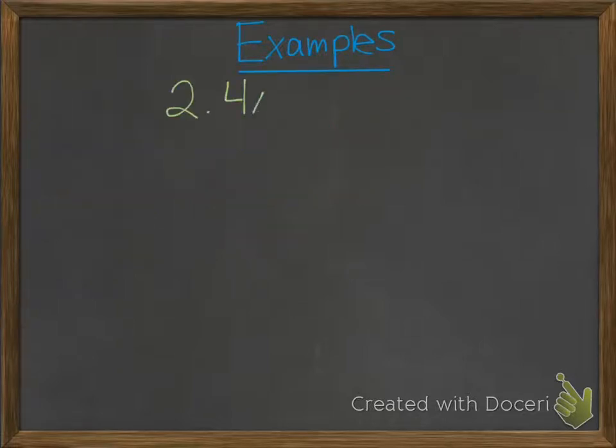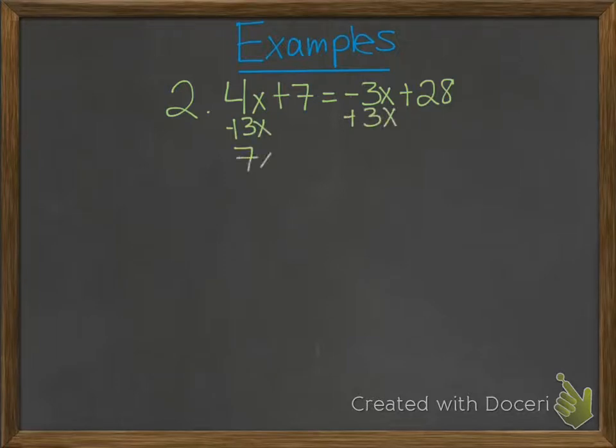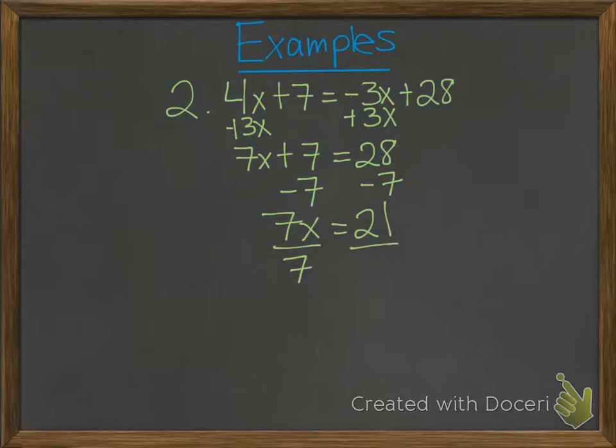Moving on to our next example, we're going to have one term with a variable on each side of the equation. Then we're going to combine the variables. Let's move negative 3x to the right by adding 3x to both sides. Next, we're going to subtract 7 from both sides. Finally, we're going to divide by 7 to isolate our variable, which gives us our answer of x equals 3.